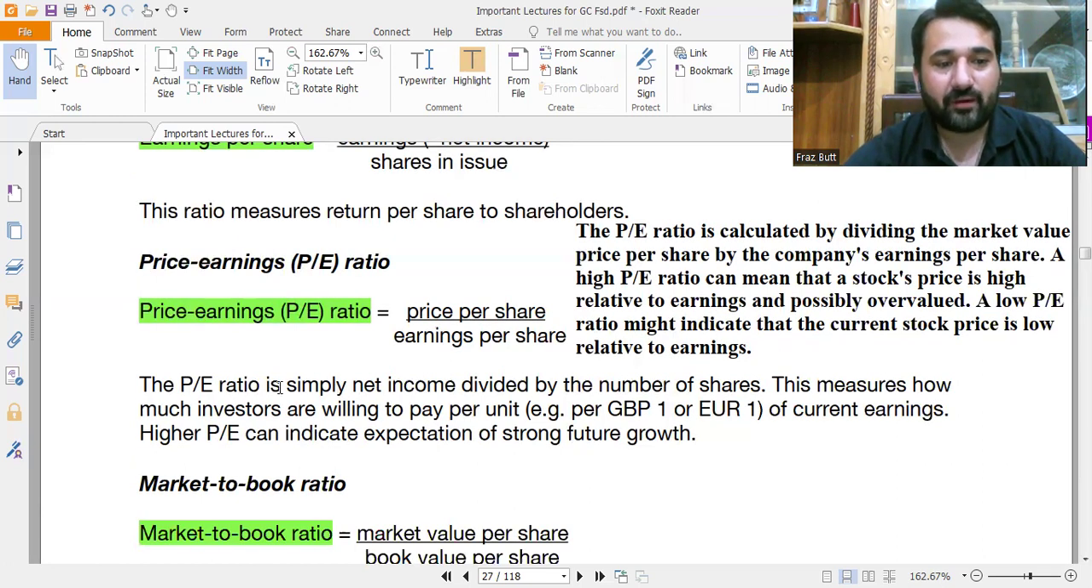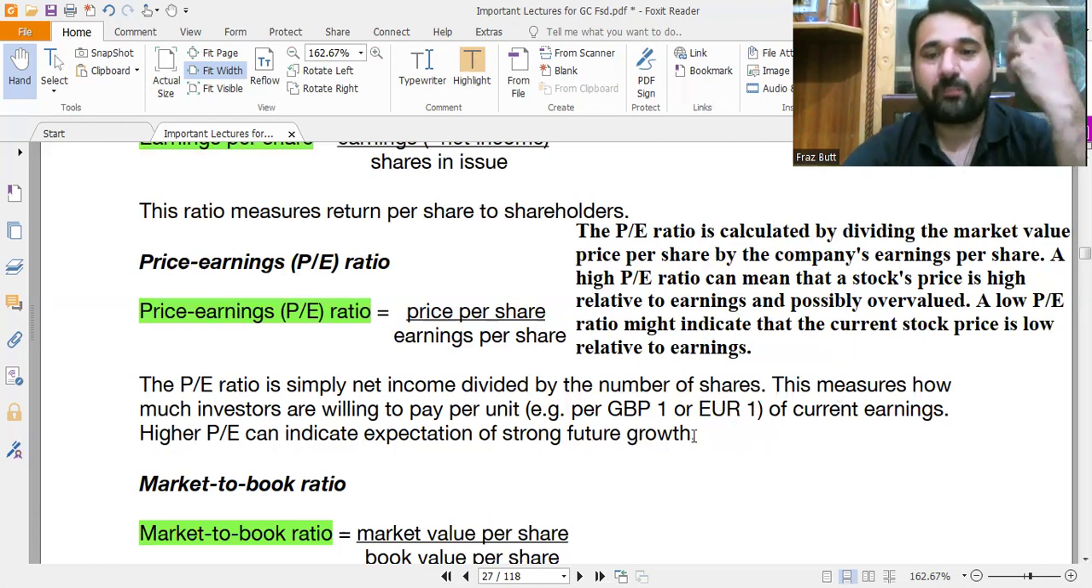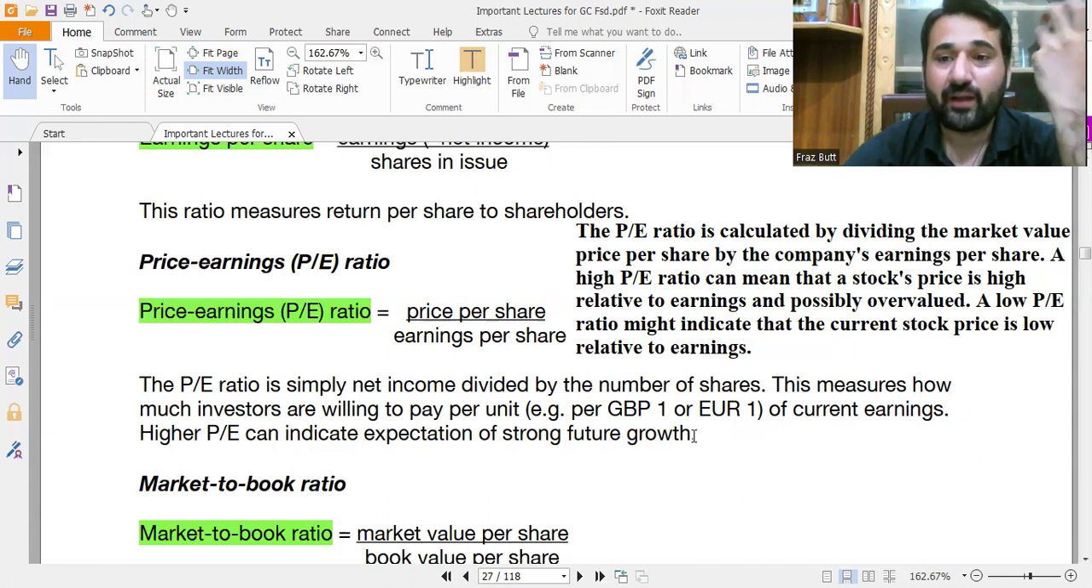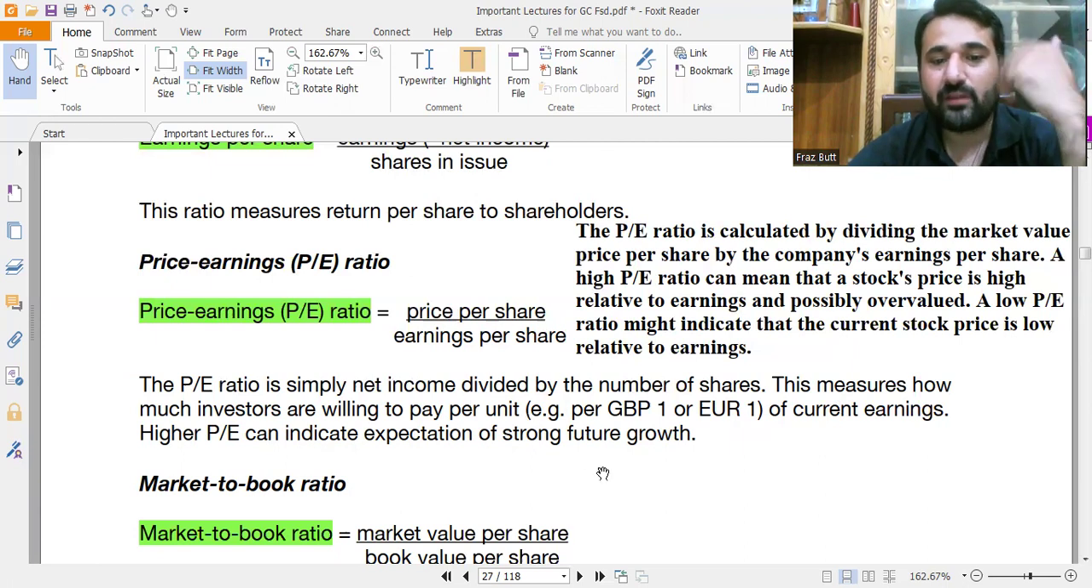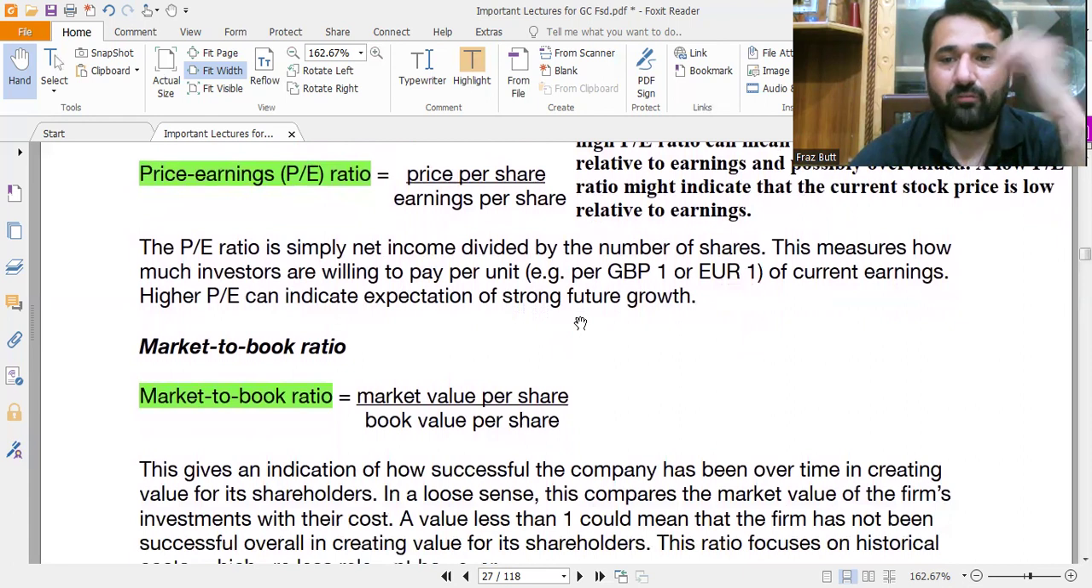So the price earning ratio is simply the price divided by the earning per share. As I told you earlier, this measures how much investors are willing to pay per unit of current earnings. Like from their current earnings, how much they are willing and how happy they are to pay. A higher PE ratio can indicate expectation of strong future growth. If price earning ratio is high, it means the expectations are higher for your future growth.